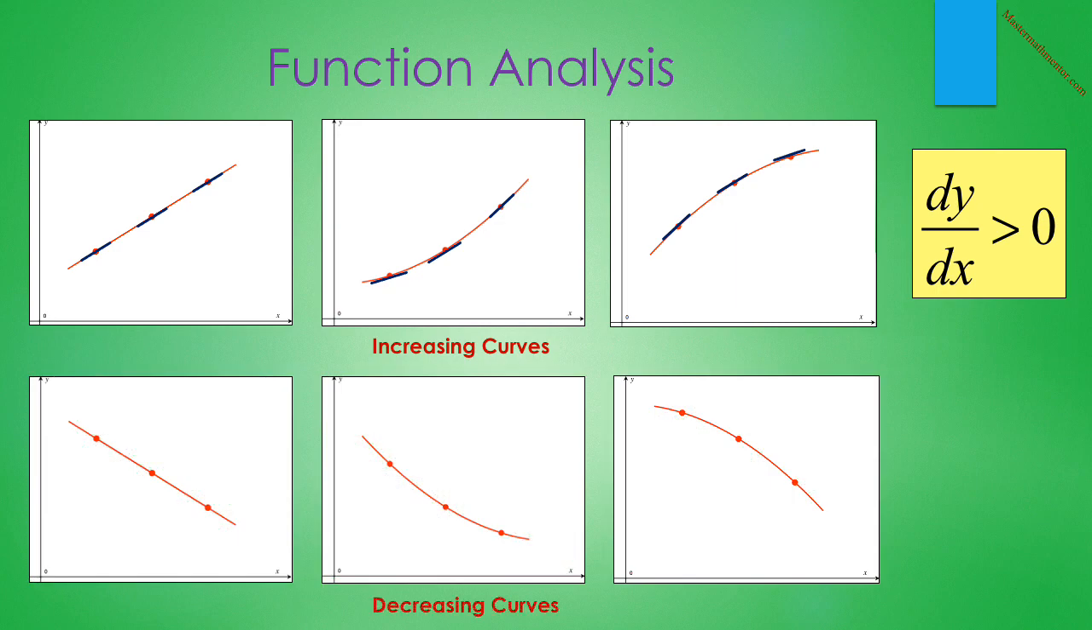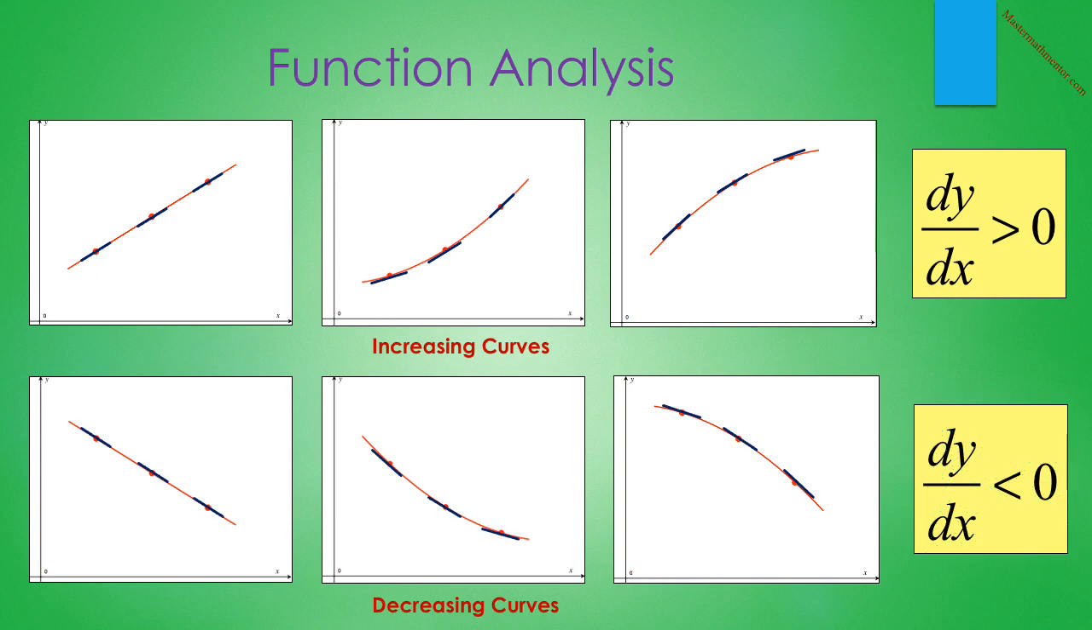Decreasing curves come in three flavors as well. Stop the video and in each case, draw tangent lines at points on the curves. It should also be obvious that on decreasing curves, the slope of the tangent line, which is the derivative, is always negative. So the sign of the derivative is instrumental in telling us whether a function is increasing or decreasing.